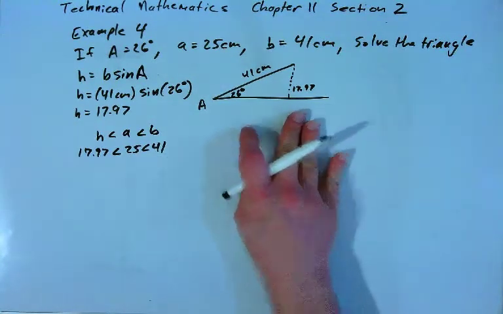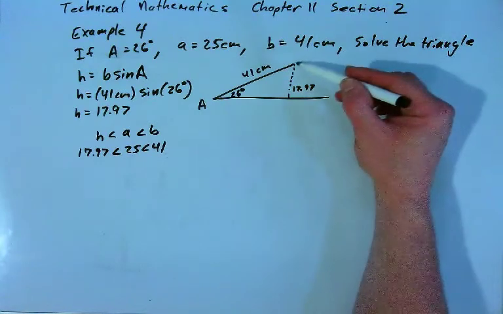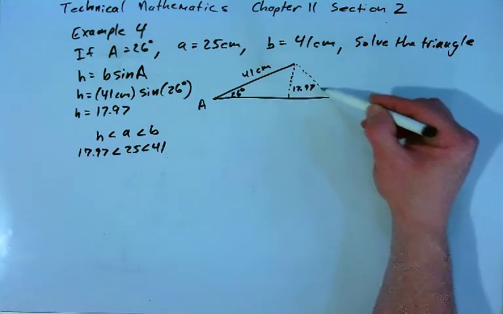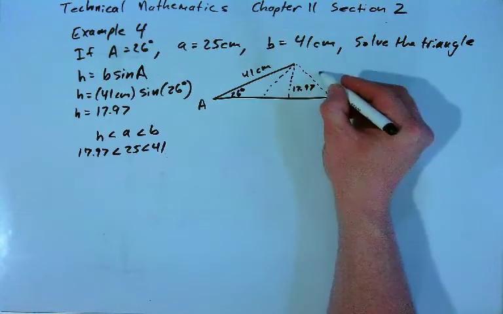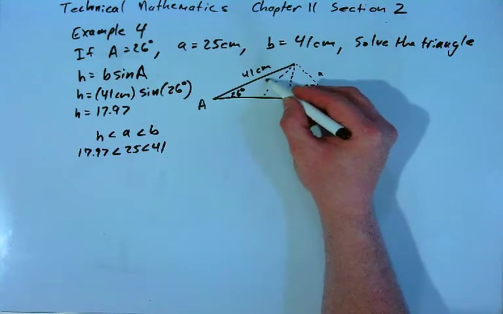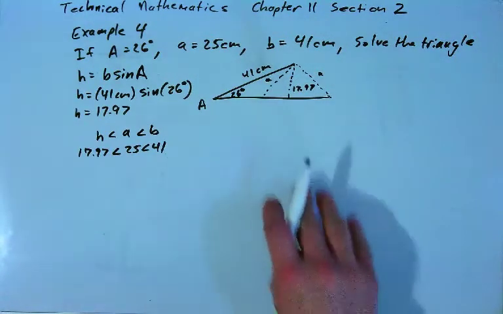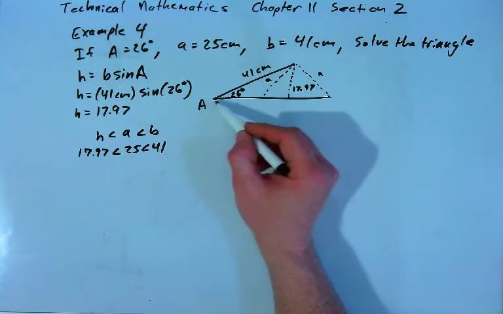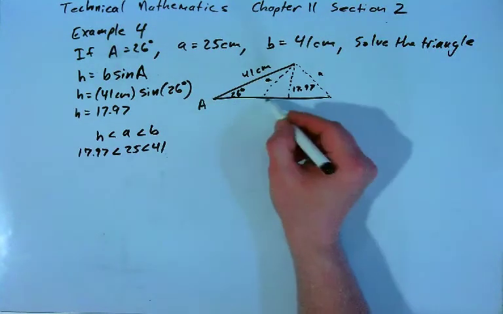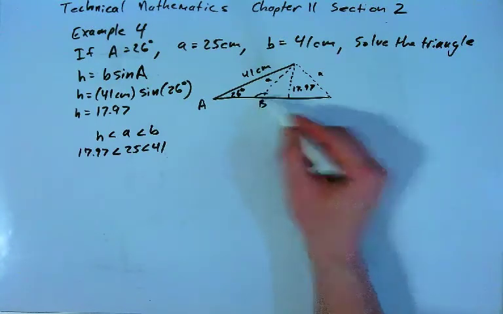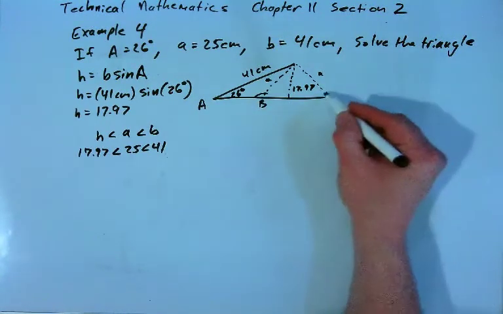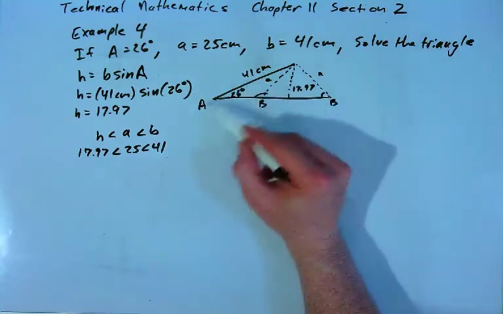And you can see from the sketch, I hope, that if side A is 25 centimeters, we have a possible solution here, and we have a possible solution here. So either this is side A or this is side A. And this is angle A. This will be angle B. So angle B is either this obtuse angle, or angle B is this acute angle.